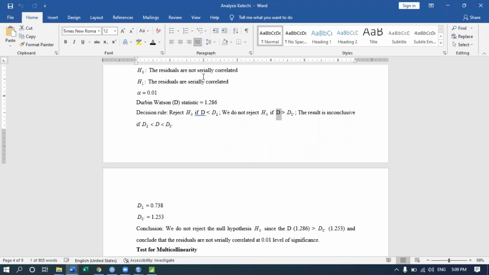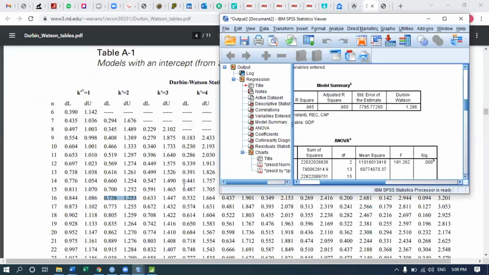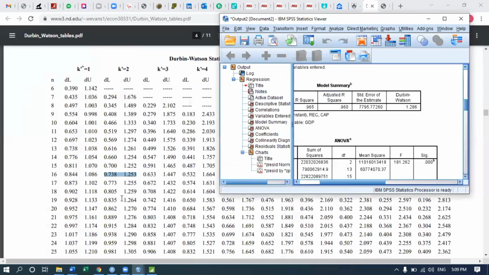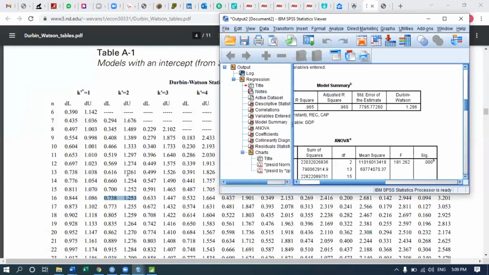Sir, on that Durbin-Watson table, the DL and DU, what does it mean? Lower limit, upper limit. Okay. So when this value is between both of them, we say it's what? Inconclusive. You can either reject or not reject.